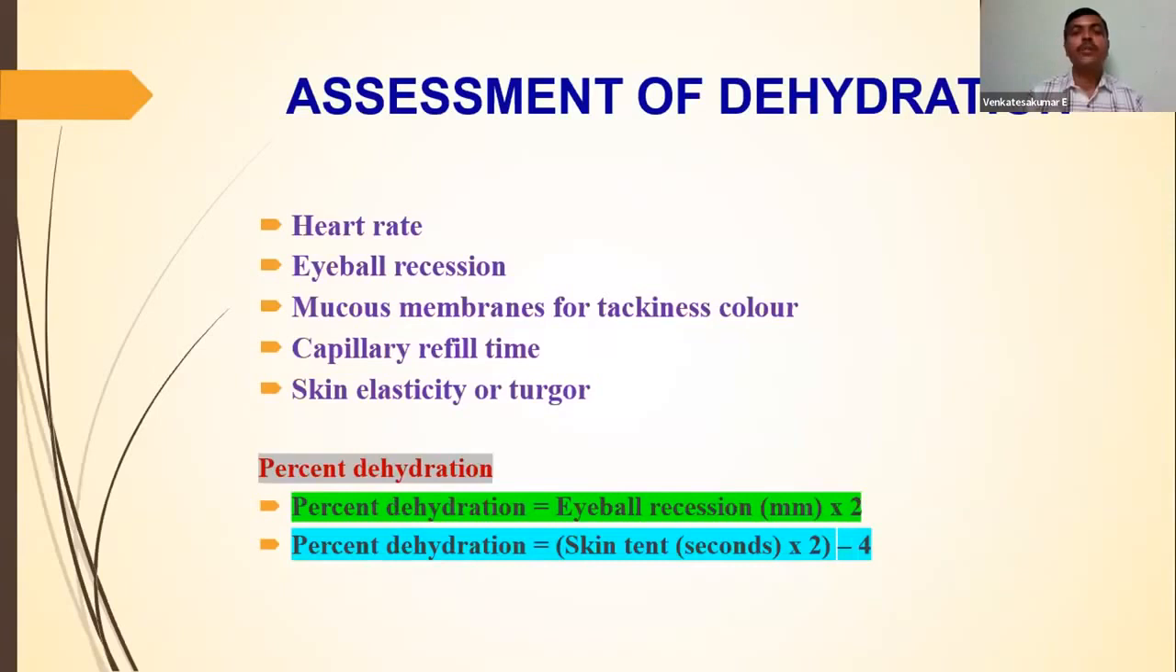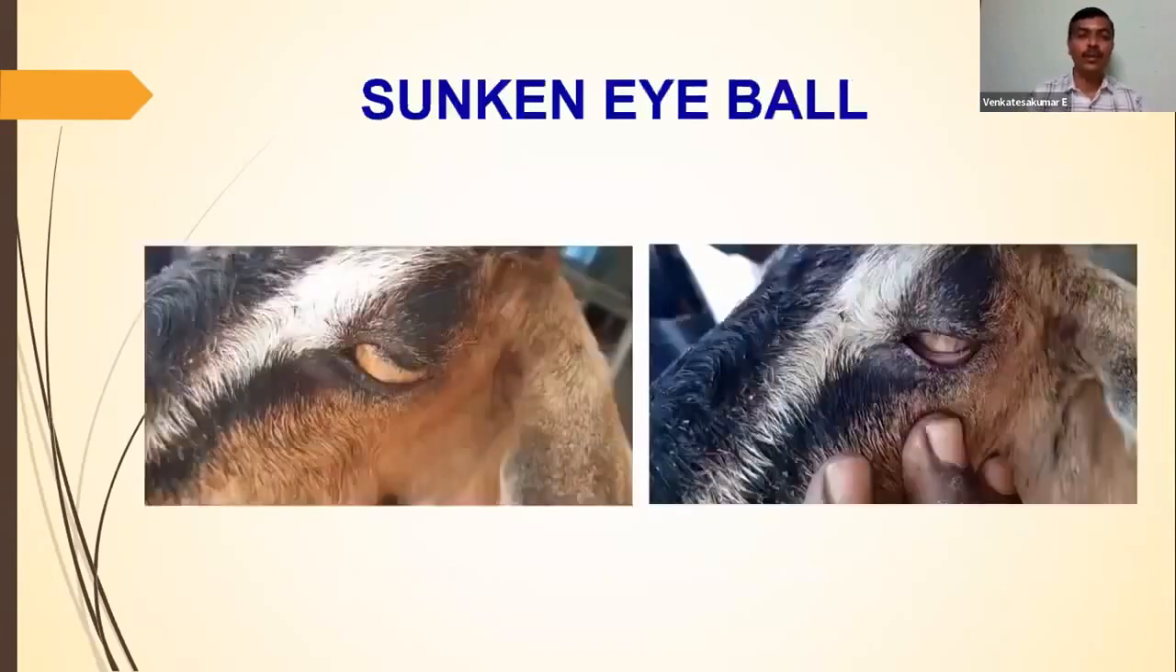So if it is 5 seconds, then skin tent into 2 minus 4. That's the formula for identifying dehydration through the skin tenting test. Take 4 seconds, the skin tent is retained without going to the normal position. So that should be 4 into 2, 8, minus 4, 4. Okay, 4% dehydration is there in the animal, but below 5% it is very, very difficult to identify clinically. Let us just look into the picture.